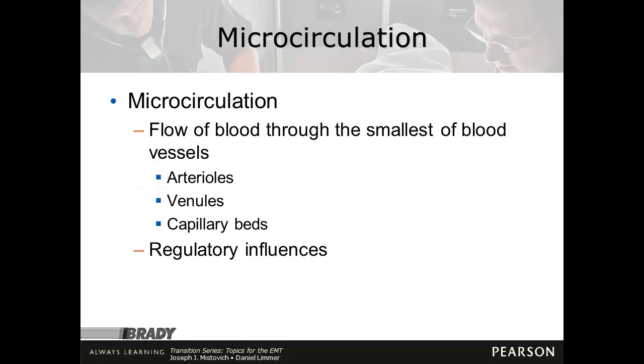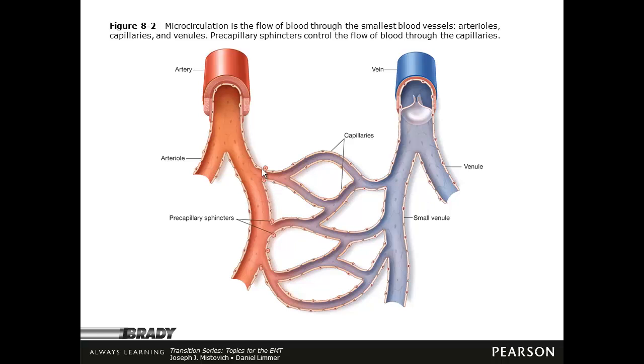Microcirculation is the flow of blood through the smallest blood vessels, the arterioles and venules in the capillary beds. Microcirculation is affected by hormones such as adrenaline and by the autonomic nervous system through the nerves, which may cause capillaries to dilate and cause the capillary sphincters, shown here, to dilate, allowing pressure in or not allowing pressure into the capillaries.